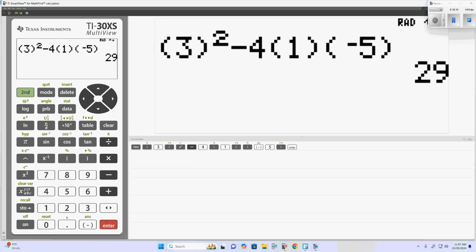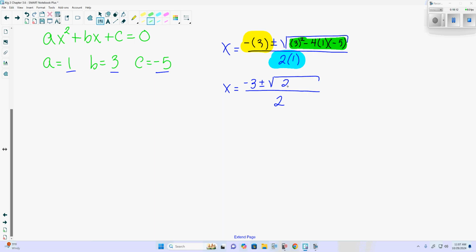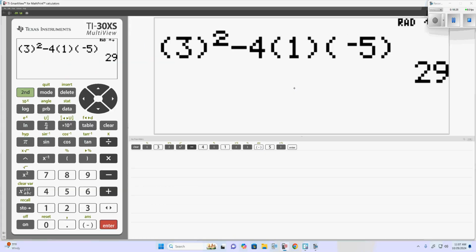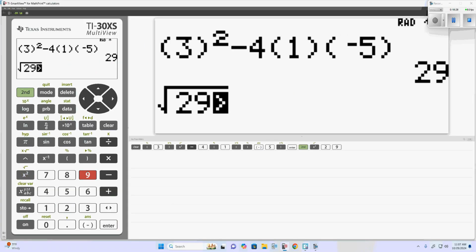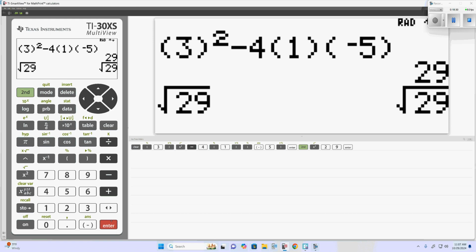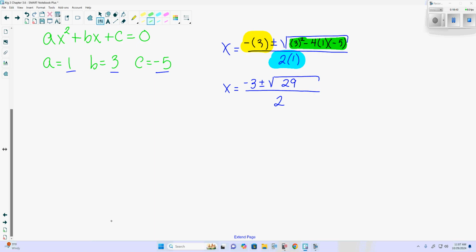So what that means for us is that inside this radical, we have the square root of 29. For the 30xs, that's fine. It's a positive radical. It can take the square root of 29. If I go second, square root 29, it tells us it is square root of 29. Which means if we typed it into the graphing calculator as a whole, it would have simplified it all the way to decimal form, and that wouldn't get us back, because we have to leave it in radical form. So we have this here. Okay? Questions on this so far?